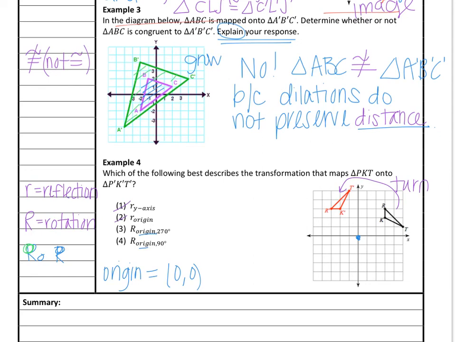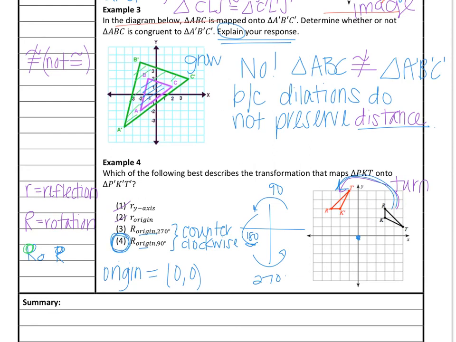Well, if I only went one turn in a counterclockwise direction, counterclockwise means positive degrees. Both of these are positive. So I'm just going to write counterclockwise as a little note. Remember before we said one turn is 90, 2 turns is 180, and 3 turns is 270. So if I went one turn to the left, that is a rotation of 90 degrees.